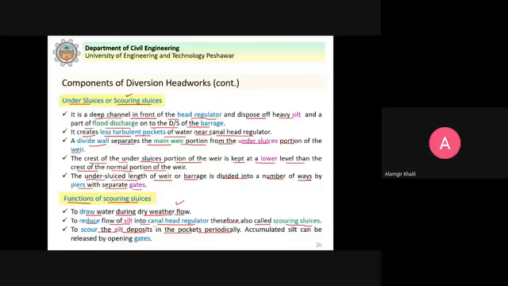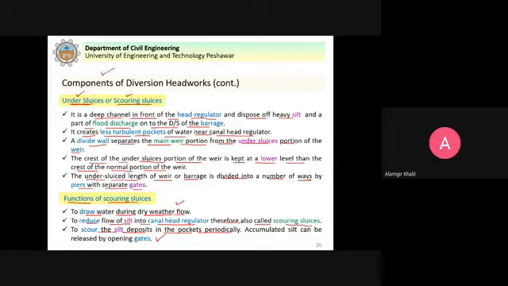The silt is deposited in front of the scouring sluices or under sluices if the gates are closed, and it is released by opening the gates of the under sluices. So if the gates are closed, the silts will be deposited, and then when the gates are opened, the water along with the silts will be flushed to the downstream side. So these are the functions of the under sluices. They are an important component of diversion headworks.